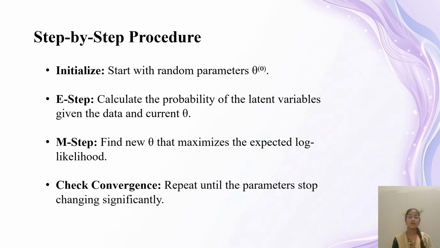Now, let us understand the step-by-step procedure. In EM algorithm, first we initialize, means start with random parameters, and then we go for E step, means calculate the probability of latent variables given the data and current θ. And then the next step is M step, where we find θ that maximizes the expected log likelihood. And then we check convergence, means repeat until the parameters stop changing significantly. This is the step-by-step procedure in EM algorithm.